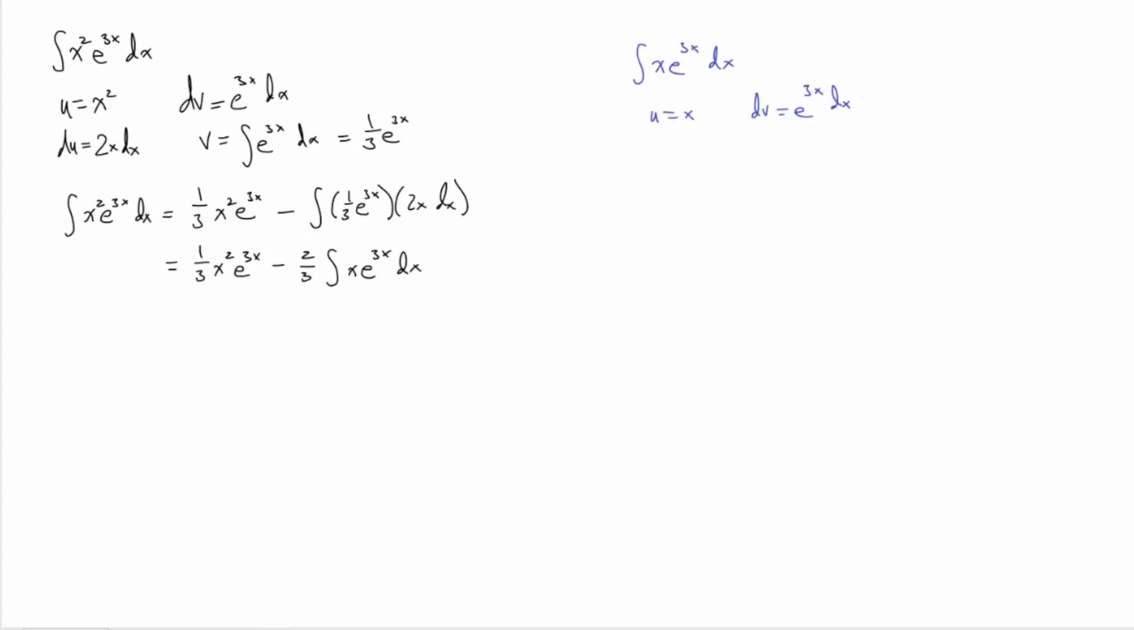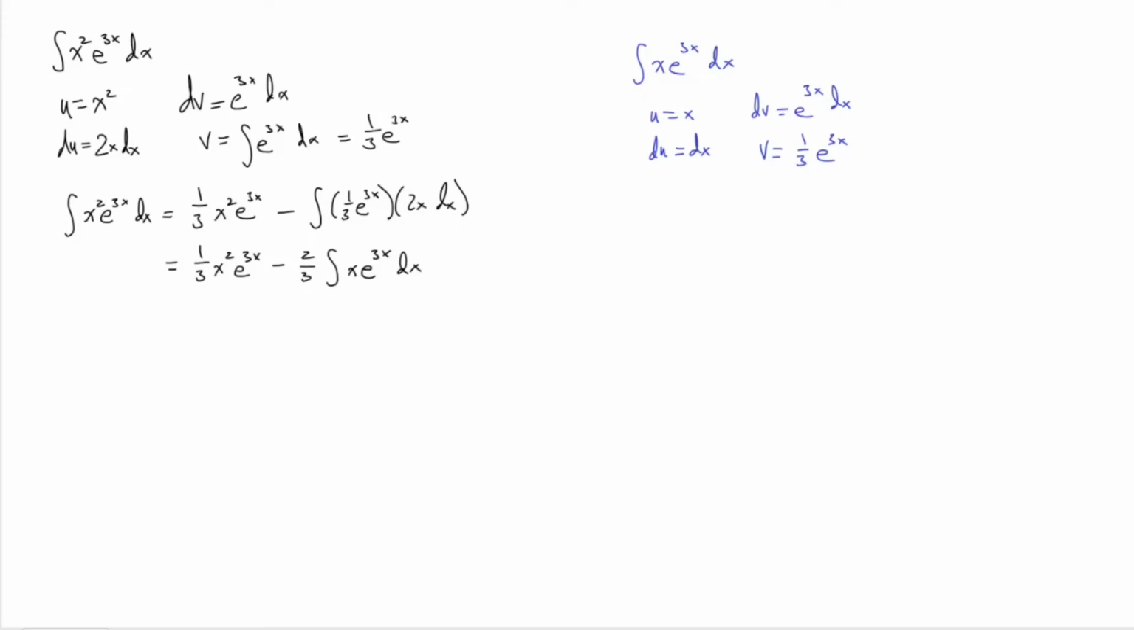And so we can go off on the side here to compute the integral of x e to the 3x dx. Doing it by parts, we let u equal x. dv has to be everything else. It's e to the 3x dx. And in this case, du is just equal to dx, because du dx is equal to 1. The derivative of x is 1. And so in differential notation, du is just equal to dx.